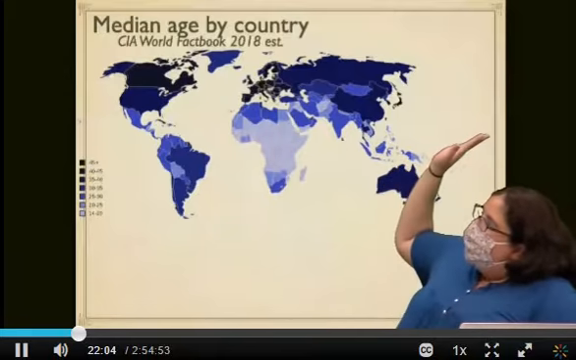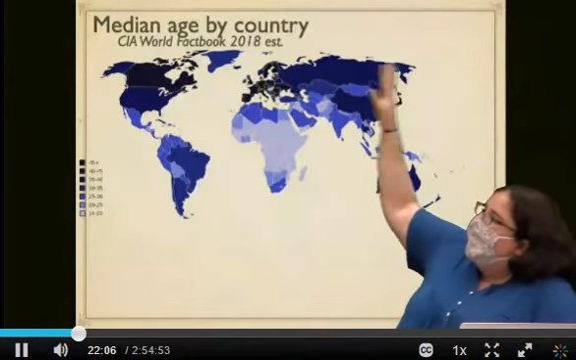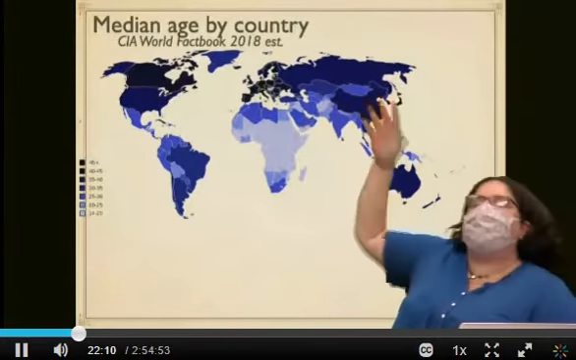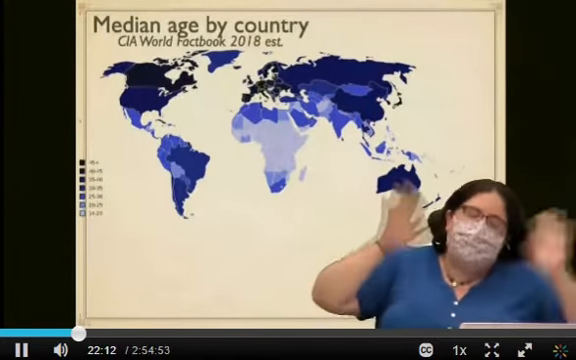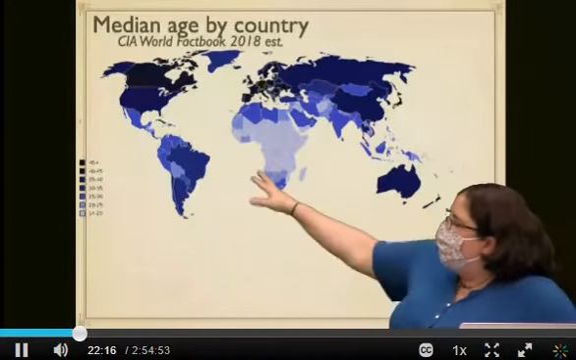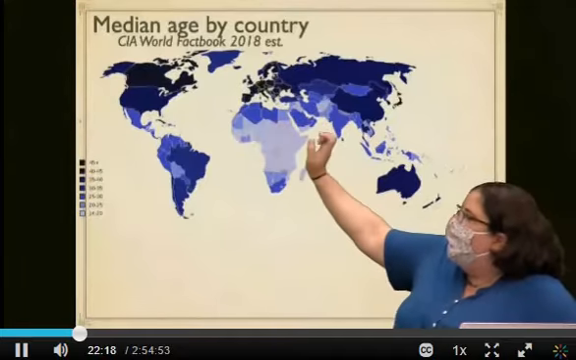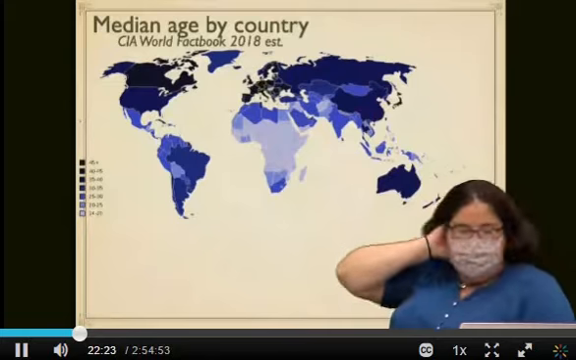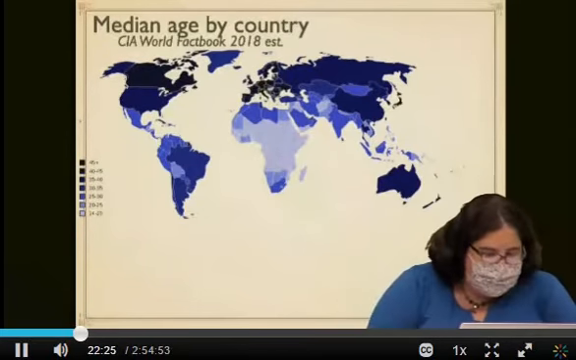So you can see that in the northern hemisphere, there are darker countries, meaning the median age is older. Sorry, not that they live longer, the median age is older. And in Australia, but in Africa, places in South America and Southeastern Asia, the median age is much lower.